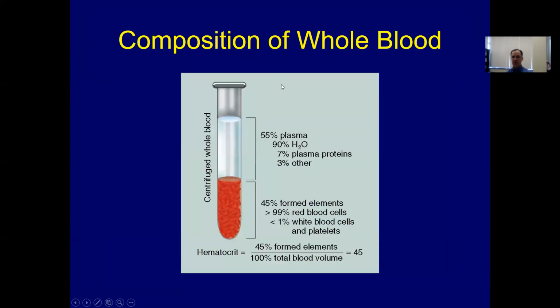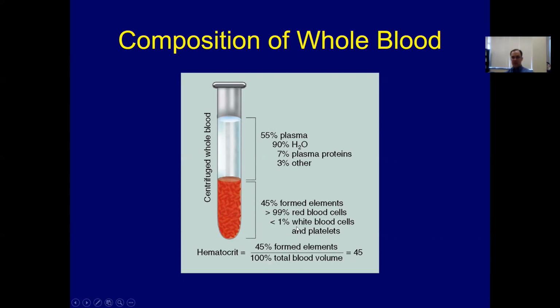Finally, we also talk about the composition of whole blood. Just an FYI here, you have the centrifuge. When you draw blood, you centrifuge or spin it down. Blood is made up of plasma, which is mainly water and some proteins, and then you have the red blood cells at the bottom with a little bit of white blood cells. And then the hematocrit is basically the formed elements over the total blood volume. So basically, this is the red blood cells over the total blood volume.